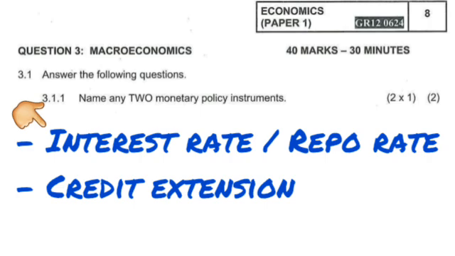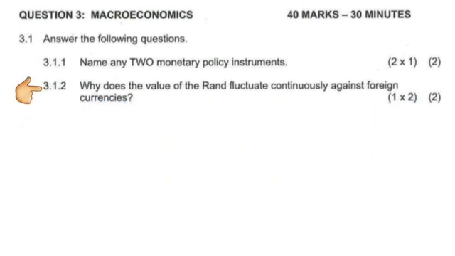So for the monetary policy, we are looking at what the banks can do to control the fluctuations of the business cycle. So they use what banks work with. They work with interest rates as well as credit extensions, meaning how long your credit terms are.